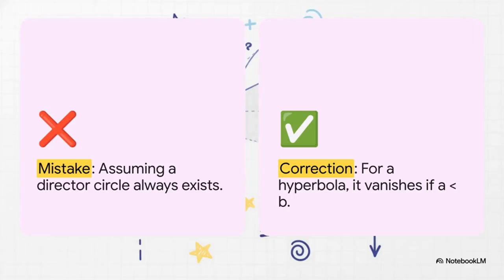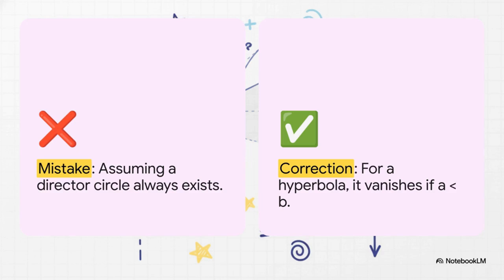Now, trapdoor 3 is mathematically fascinating. Phantom circles. It's super common to just assume a hyperbola always has a director circle just like an ellipse does. But mathematically, if you look at the formula, if your a value happens to be less than your b value, the right side becomes negative. That means the radius is imaginary. The director circle literally vanishes.